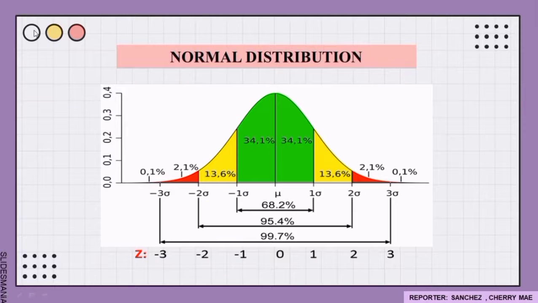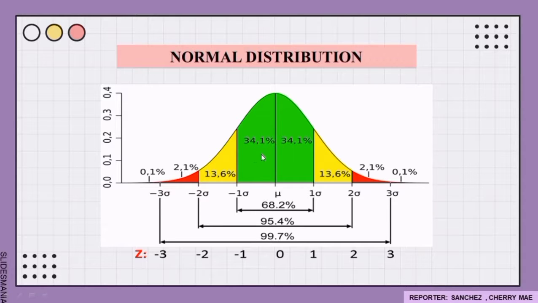So good evening everyone, again I am Chair May Sanchez, and for my part of the report, I am going to discuss what normal distribution and standard normal distribution are. The normal distribution, as Shelo said, is often called the bell curve because of its bell shape. This is an example of a normal distribution curve, and it already has the given data, which are the numbers inside the curve.